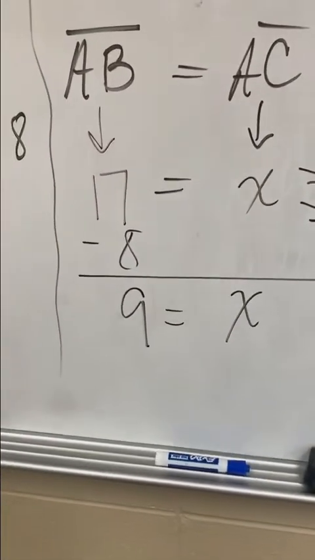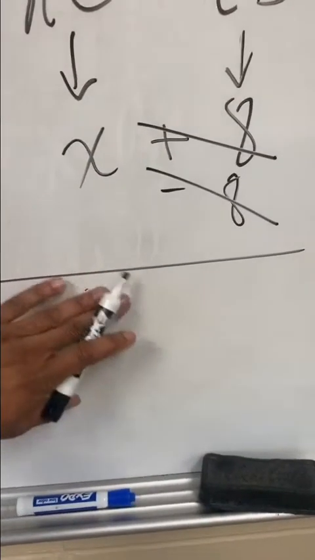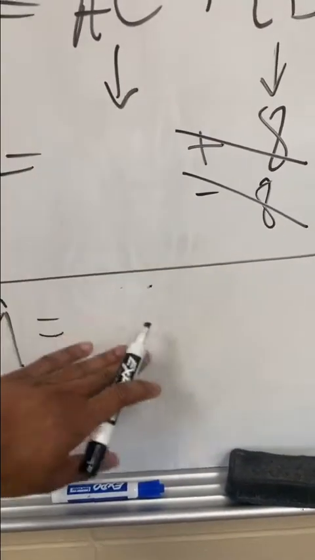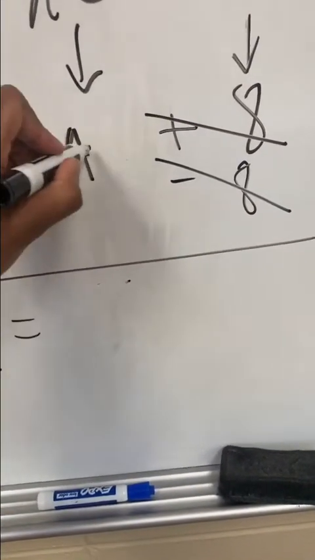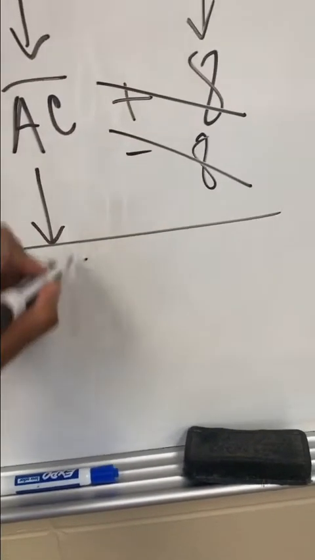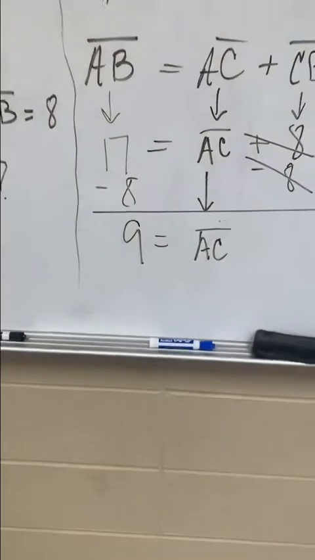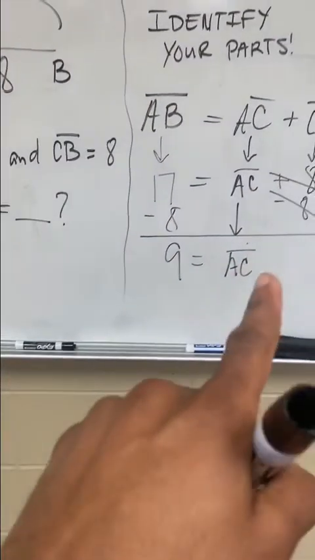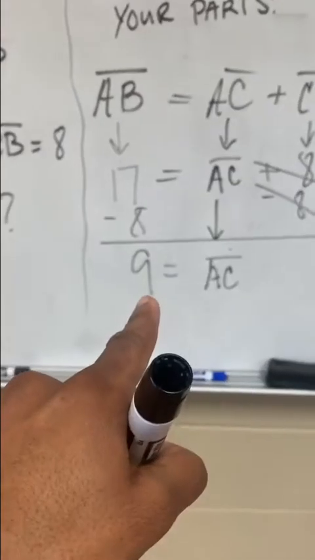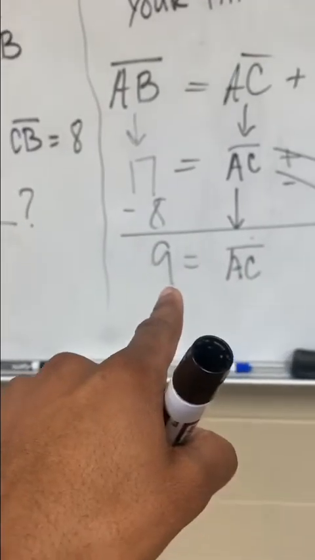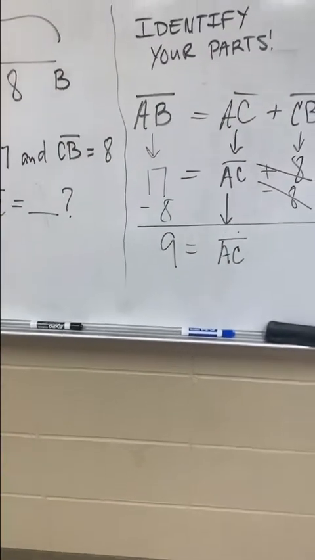So what that lets me know is, as a matter of fact, instead of using x, I could just use AC and just drop down AC. There it is. I could do it like that, either way. Your missing variable, or your missing segment, is 9. Same thing, using the segment.